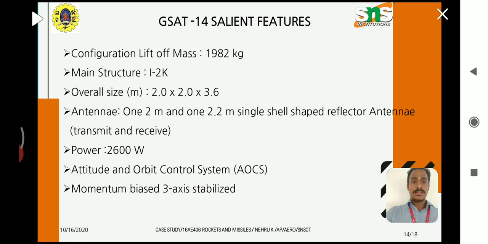The GSAT-14 salient features: the lift-off mass is 1982 kg, and the main structure is 1 to 2 structures of loads. The overall size of the satellite is 2 meters wide, with a depth of 3.86 meters height. The antenna they are using is a 2.2 meter single shell shaped reflector antenna. Both transmitter and receiver are attached. The power for the satellite GSAT-14 is 2600 watts. For altitude and orbit control, they are using a momentum bias 3-axis stabilizer.